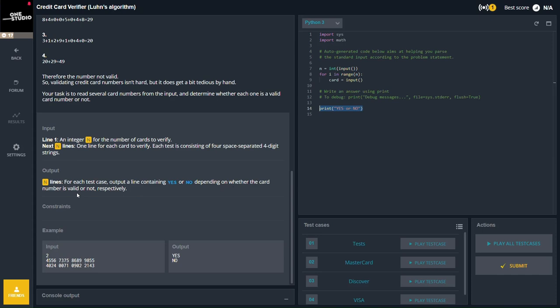There are no constraints. So this is the example for input and output. There are 4 test cases. Number 1 is Tests. Number 2 is MasterCard. Number 3 is Discover. And number 4 is Visa.